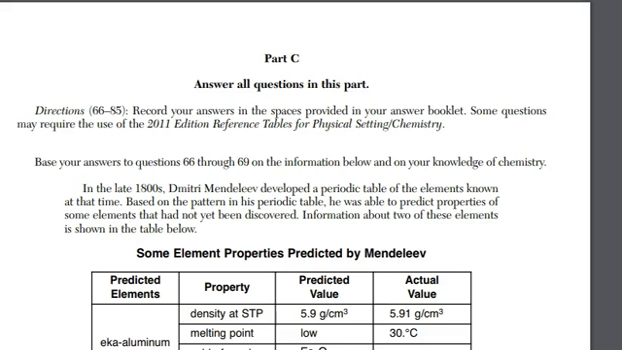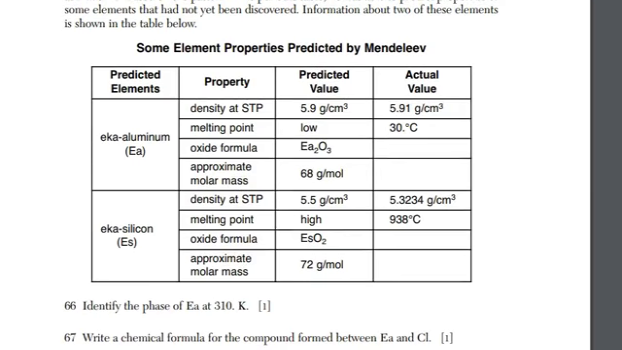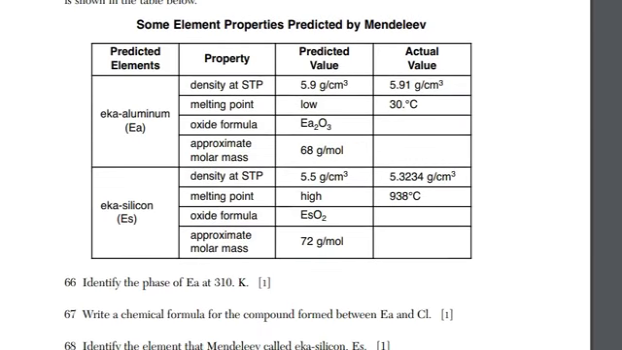All right, so this first group of questions, 66 through 69, has to do with a little story about Dmitry Mendeleev, and then you have this data table. In this data table, you are checking out some properties predicted by Mendeleev with regards to two elements that weren't found at the time. Okay, so 66, it's asking you to identify the phase of EA.